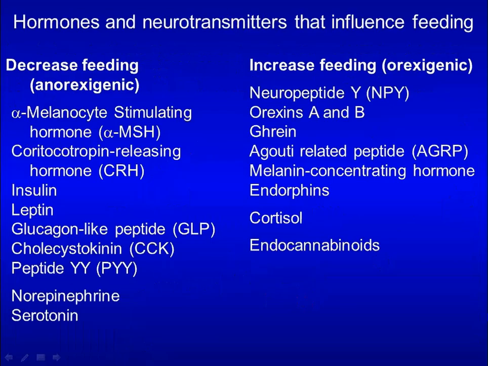This slide summarizes hormones and neurotransmitters that affect feeding. Factors on the left column decrease feeding. They are anorexigenic. Factors on the right column increase feeding. They are orexigenic. Here is a mnemonic that can help us remember these 6 orexigenic factors. No game. It stands for neuropeptide Y, orexins, ghrelin, agouti-related peptide, melanin concentrating hormone, and endorphins.